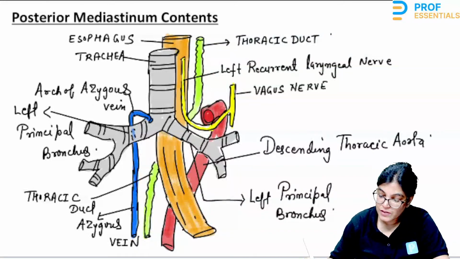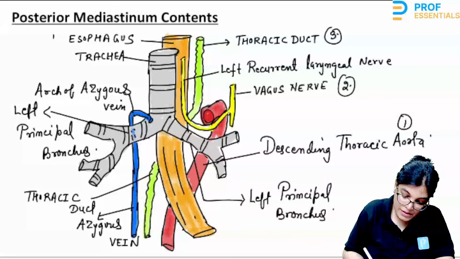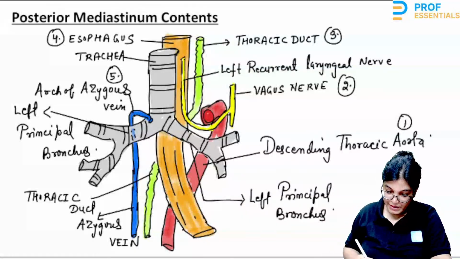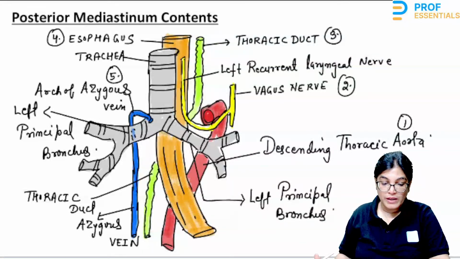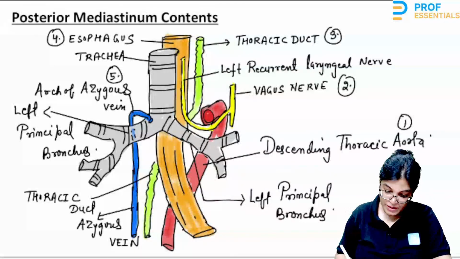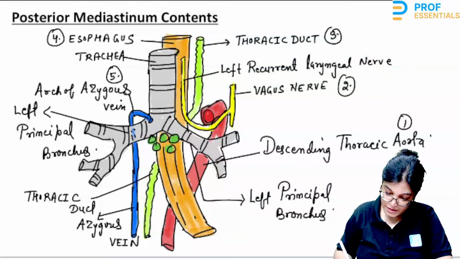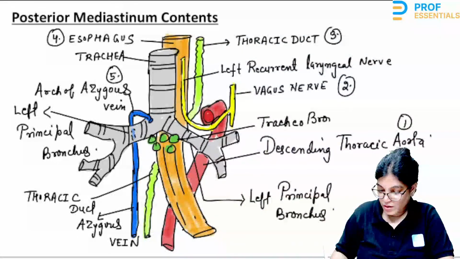So yes, important contents which are seen here: descending thoracic aorta, the vagus nerve, the thoracic duct, the esophagus, the azygos veins, all these. So basically all these important contents have been highlighted. And also the tracheobronchial lymph nodes. I didn't make the lymph nodes, so I will make the tracheobronchial lymph nodes now. So we will have a few of the lymph nodes here. So this is the content, the tracheobronchial lymph nodes.